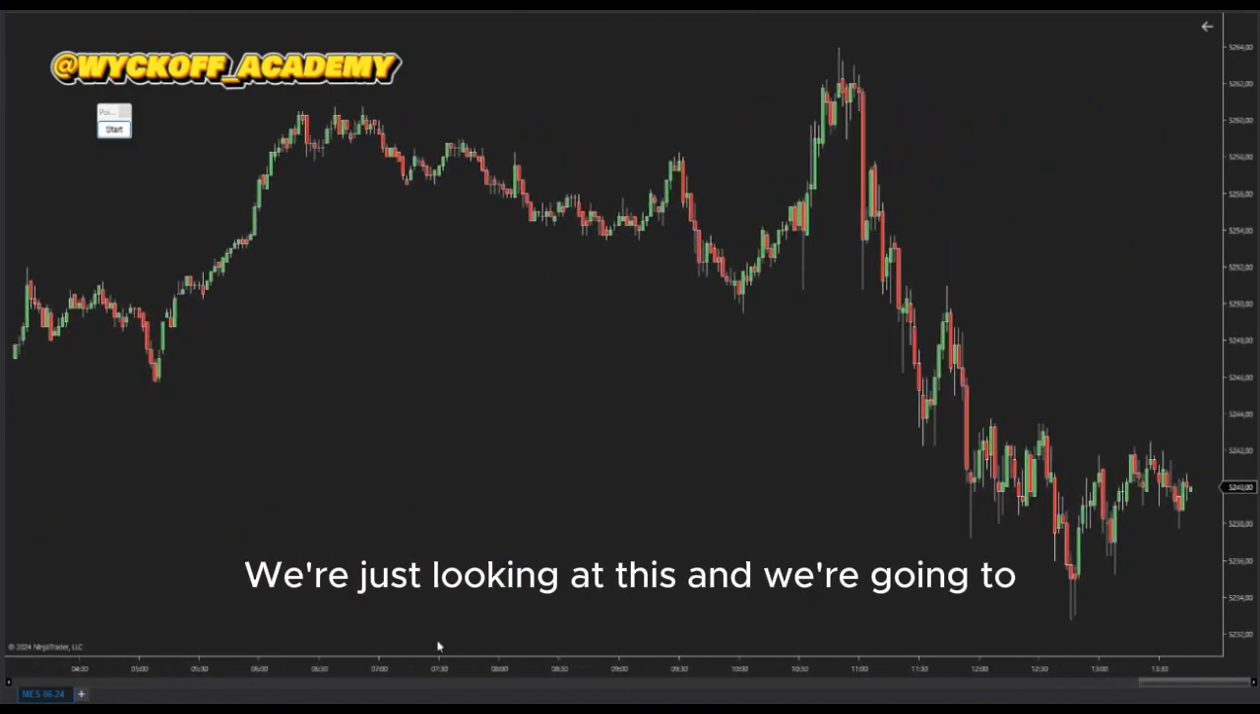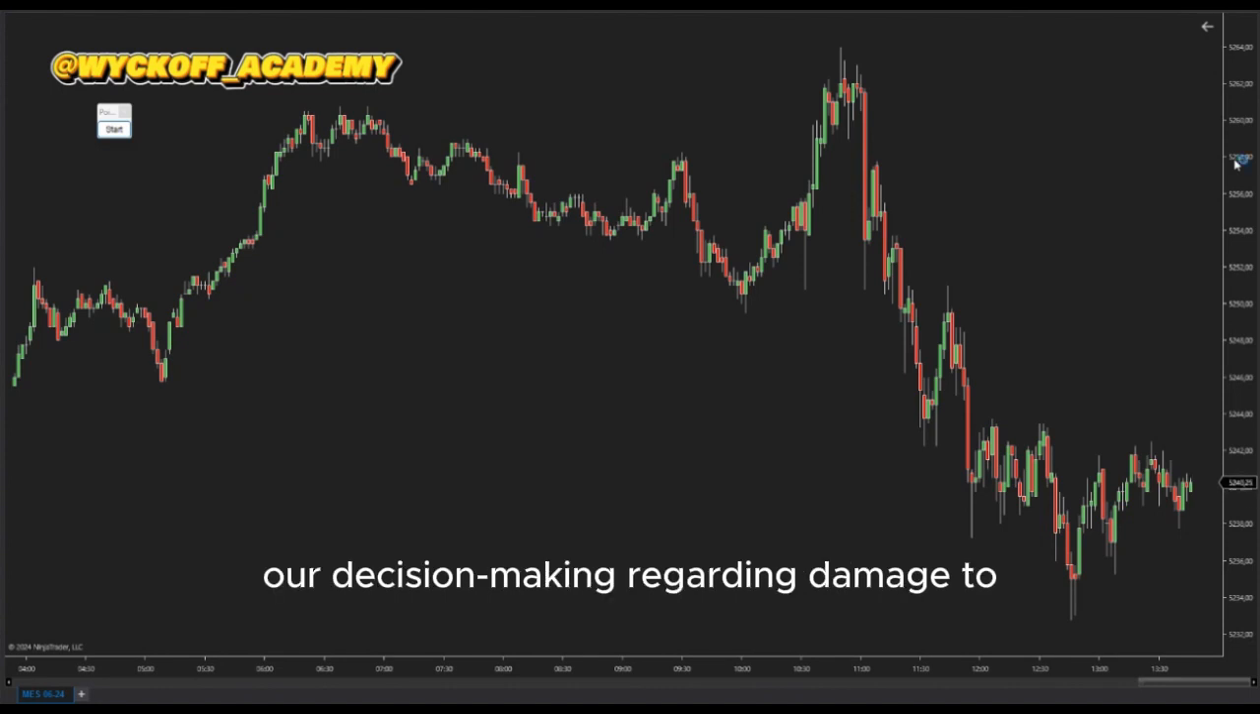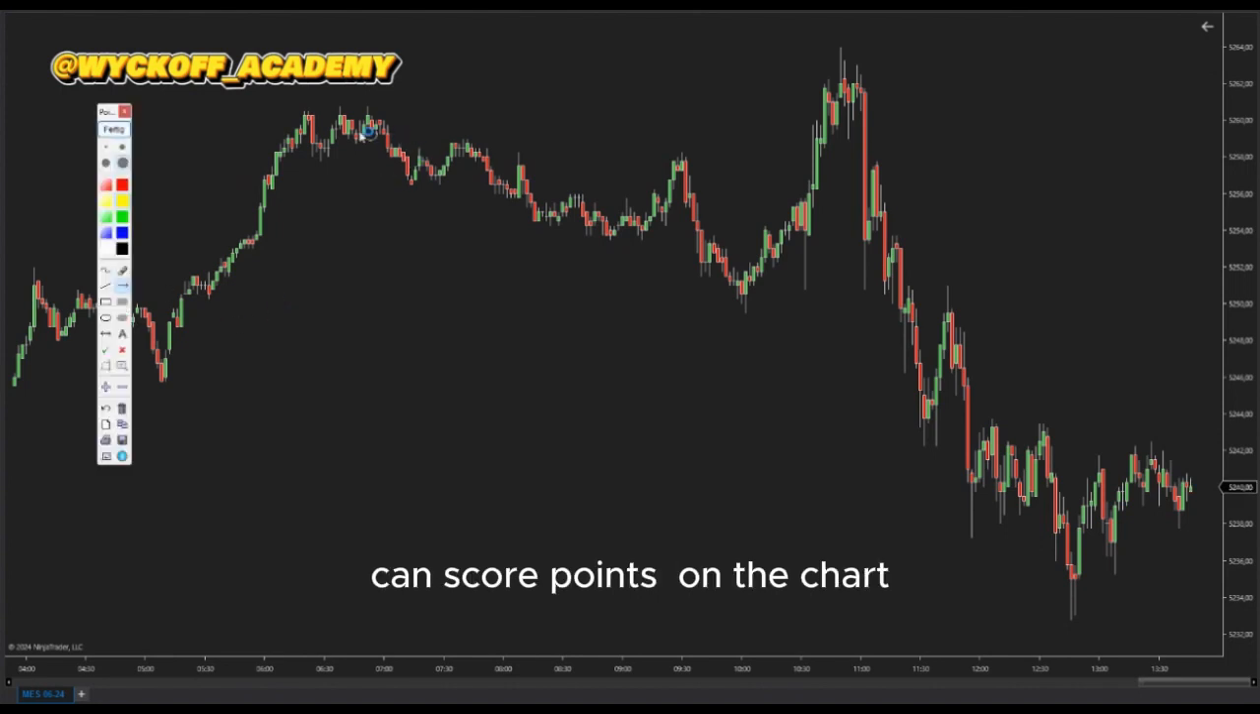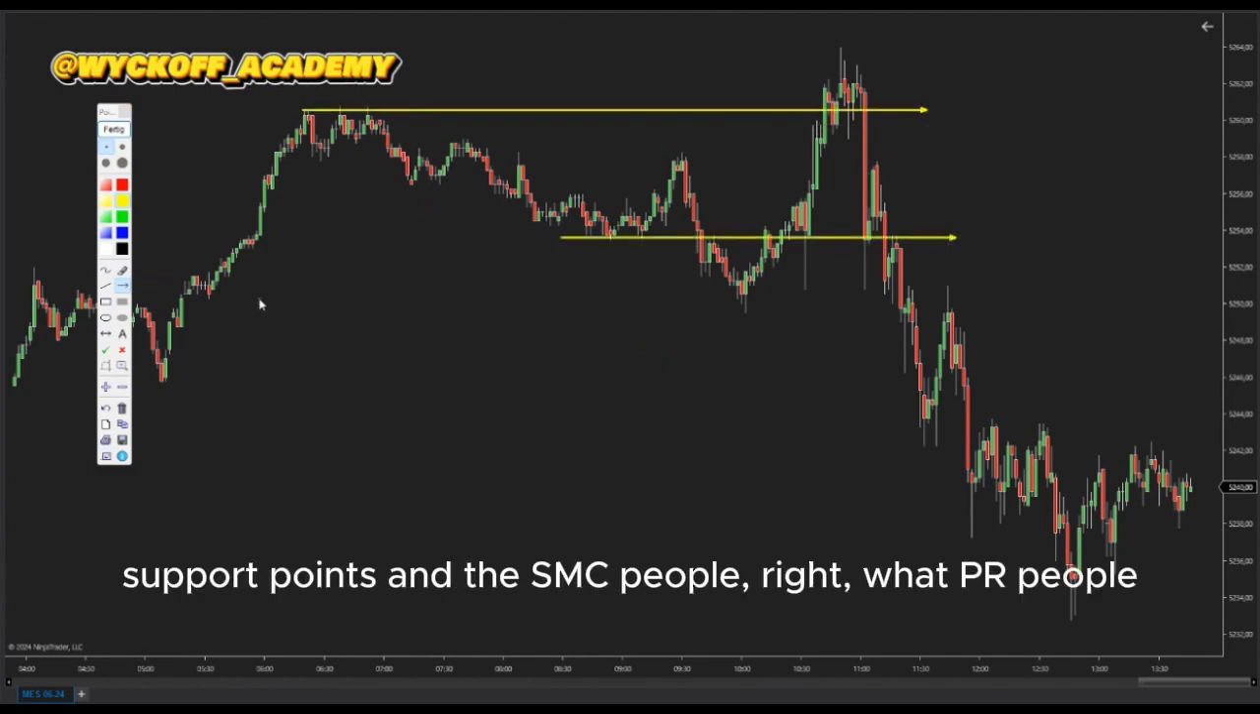We're just looking at this, and we're going to start putting in place tools that will help and facilitate and improve our decision making, with greater confidence. Okay, so we can mark points on the chart. We who come from the classic analysis, we mark points on the chart, resistance points, support points, and the SMC people, right?